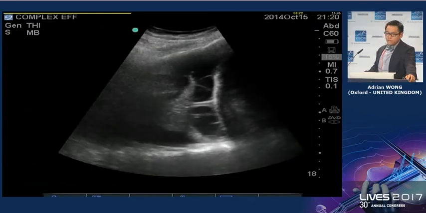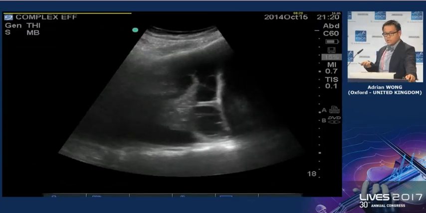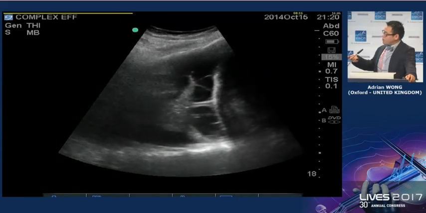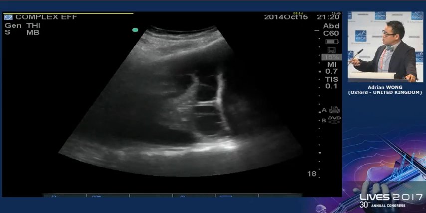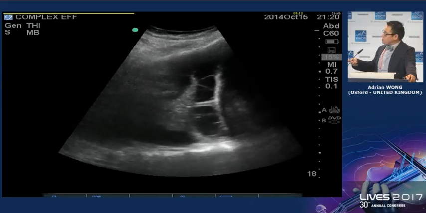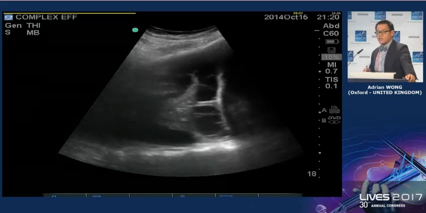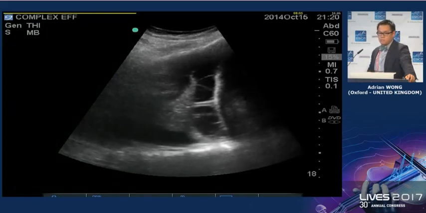More complex effusions, you can visualize it directly. These may not be evident on a simple plain radiograph. Look at all the fibrin strands there. Look at that lung that's literally not doing very much. Look at that diaphragm there, which also isn't doing very much. You get to assess these patients in real time.